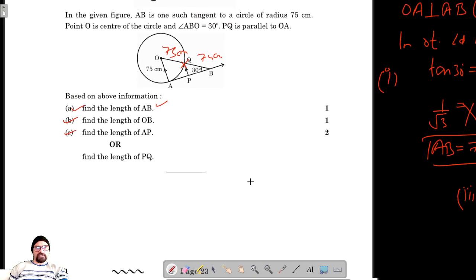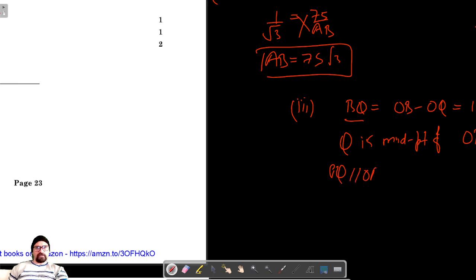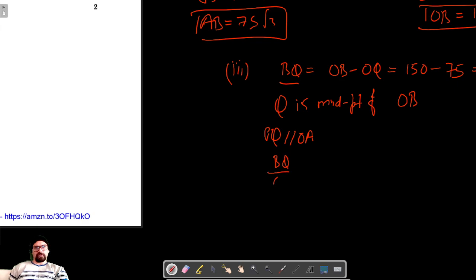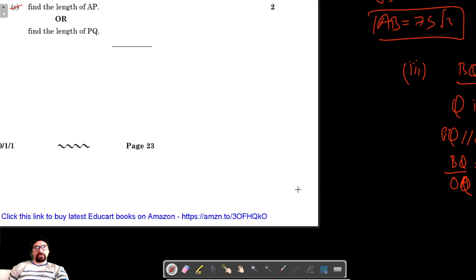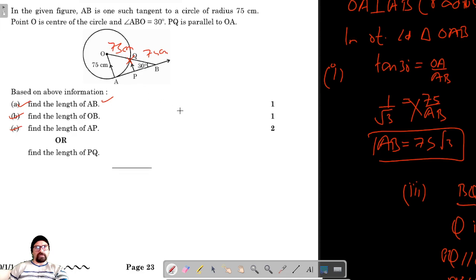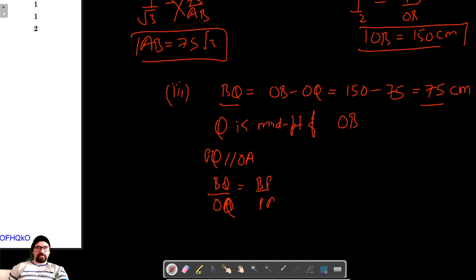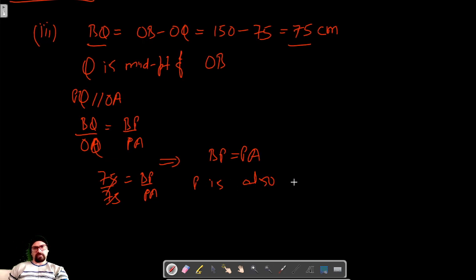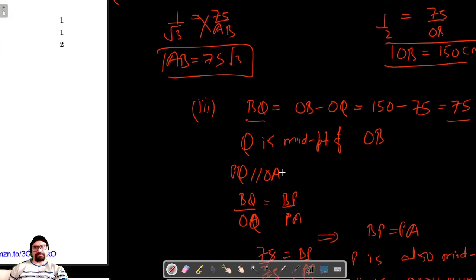Now PQ is parallel to OA. So that will give us BQ by OQ is equal to BP by PA. Now we know BQ is 75 and OQ is 75. So this is BP by PA, this gets cancelled, and this gives us BP is equal to PA. So that means P is also the midpoint of AB.